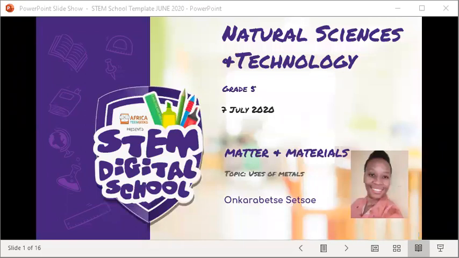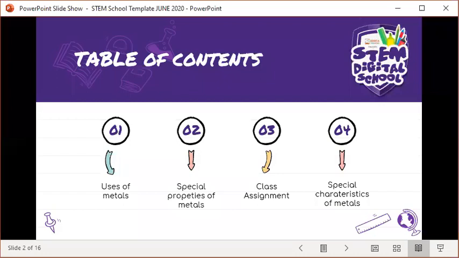Right. So let us get into the business of the day. Okay, so we'll be looking at uses of metals, all right? And we'll also be looking at the special properties of metals. We will have a class assignment or other assessment. This is where I will need your engagement and participation. And guys, we'll also be looking at the special characteristics of metals. Okay. So just another thing, guys, if I am going too fast, just use that participant icon, which says go slower, so that I may slow down my pace, right?